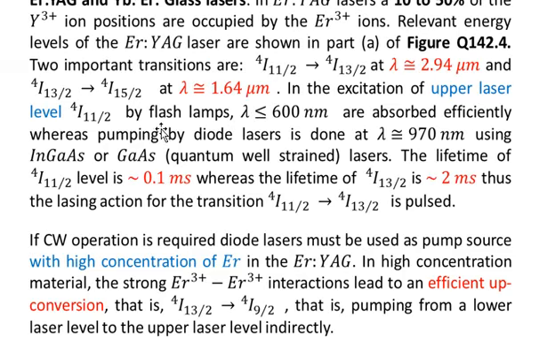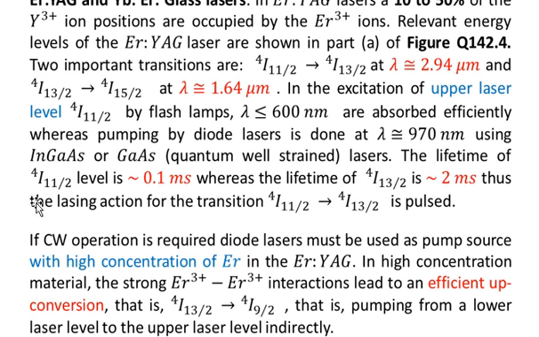So the excitation of the upper laser level, which is 4I11/2, is done by pumping with flash lamps at a wavelength less than or equal to 600 nanometer. And this flash lamp pumping is absorbed efficiently, whereas pumping by diode laser is done at a wavelength of 970 nanometer using indium gallium arsenide or gallium arsenide quantum-well strained lasers. So two options are available for the pumping mechanism, which we just discussed.